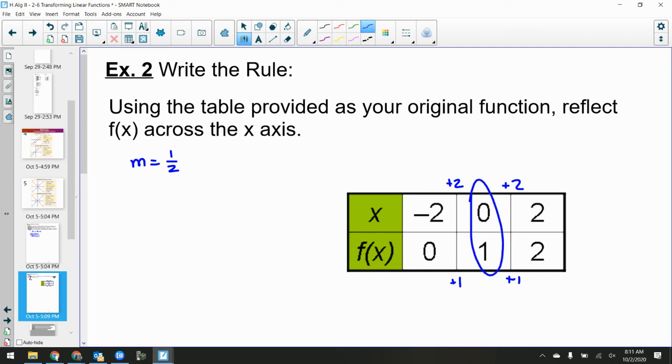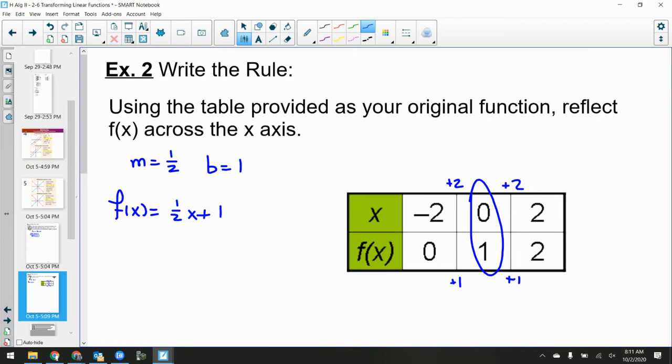Always pay attention to the table. Sometimes I give you the y-intercept. Don't do more work than you have to. Could I do the whole solve for b method to figure out what my b value would be? No pun intended. I could, but I don't need to here. My b value is 1. 0 comma a number is always the y-intercept. So that means my equation is y equals, or let's go f of x, f of x is equal to 1/2 x plus 1.